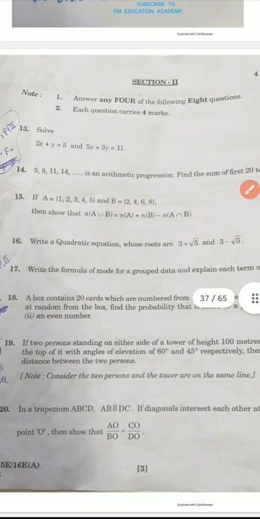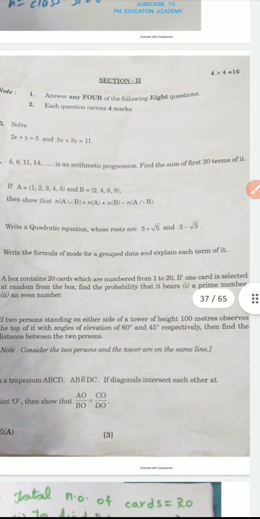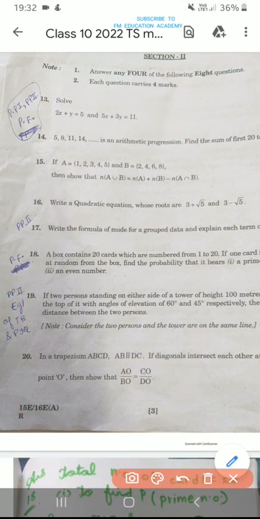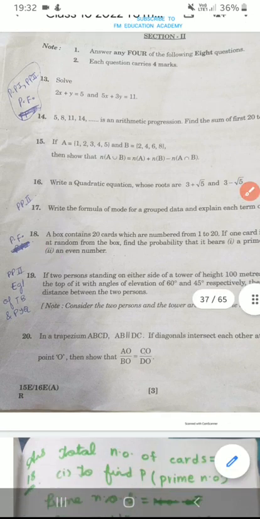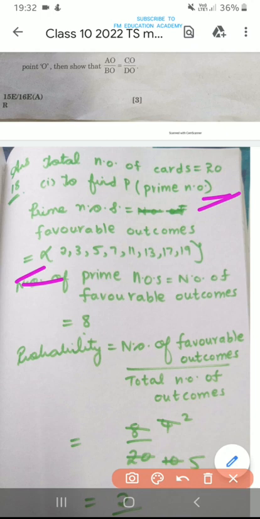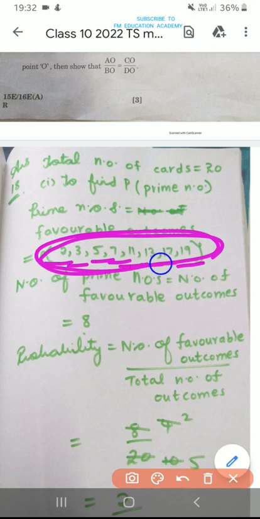18th question is: a box contains 20 cards which are numbered from 1 to 20. If one card is selected at random from the box, find the probability that it bears a prime number as first bit, and an even number as second bit. In the pre-final also this type of question came, a similar question. So the total number of cards given to us is 20. In first bit I have to find the probability that it is a prime number. So how many are favourable outcomes? How many prime numbers are there from 1 to 20? 2, 3, 5, 7, 11, 13, 17, 19 are the prime numbers. Numbers which are not divisible by any other number except 1 and itself are called prime numbers.